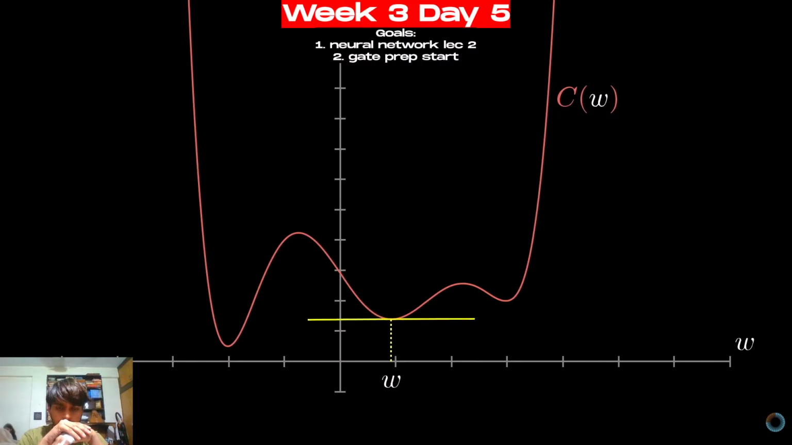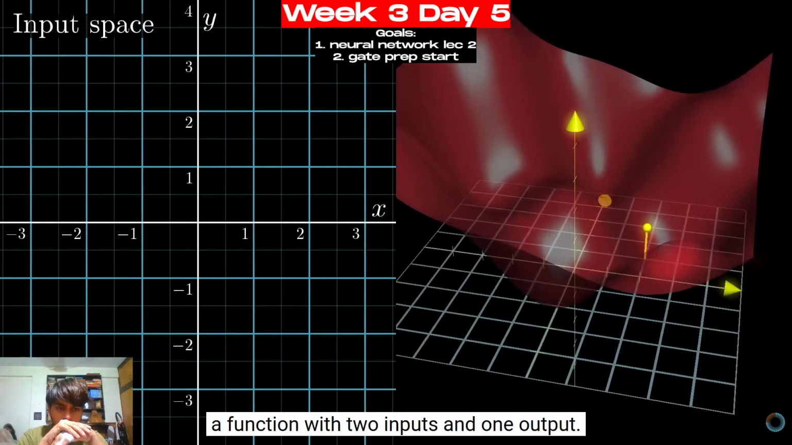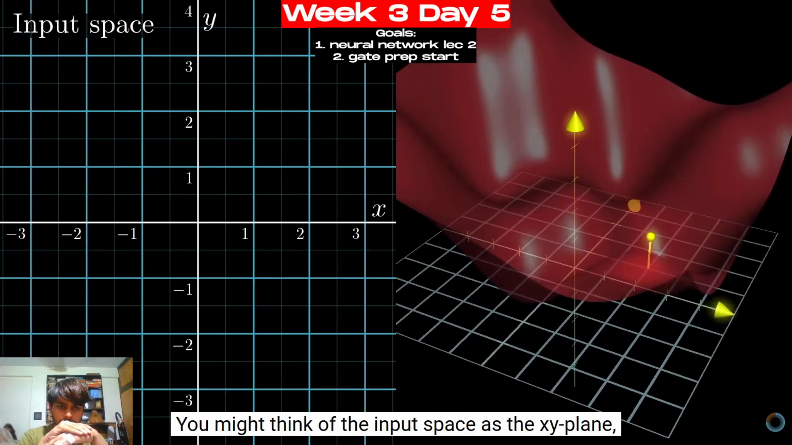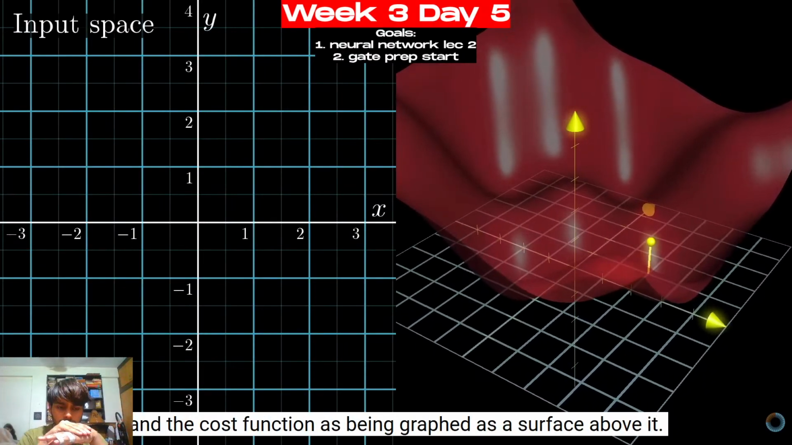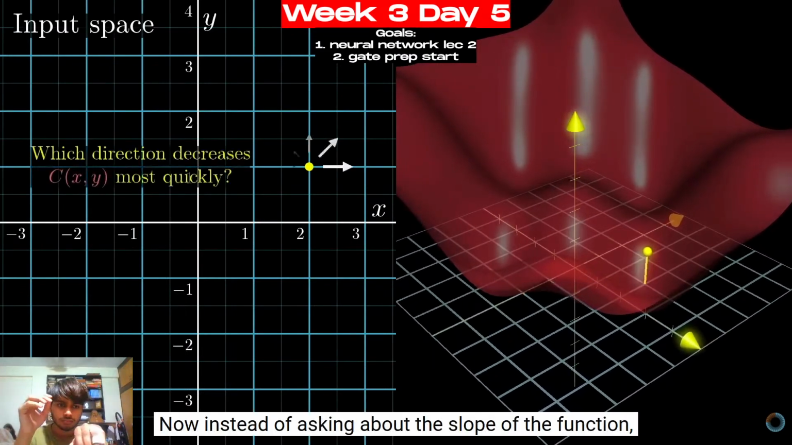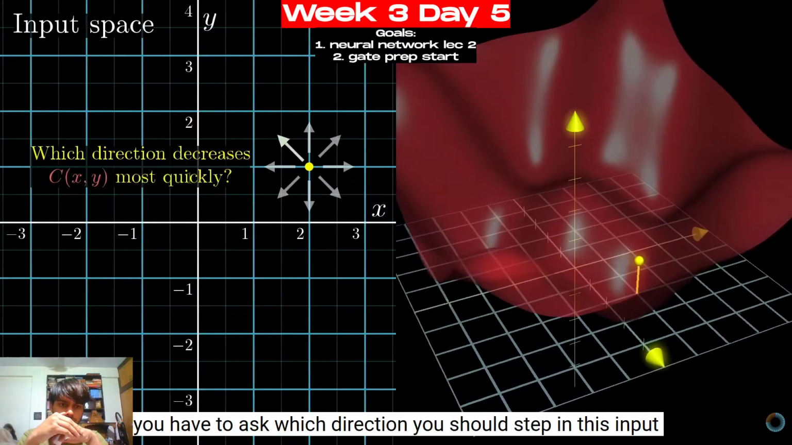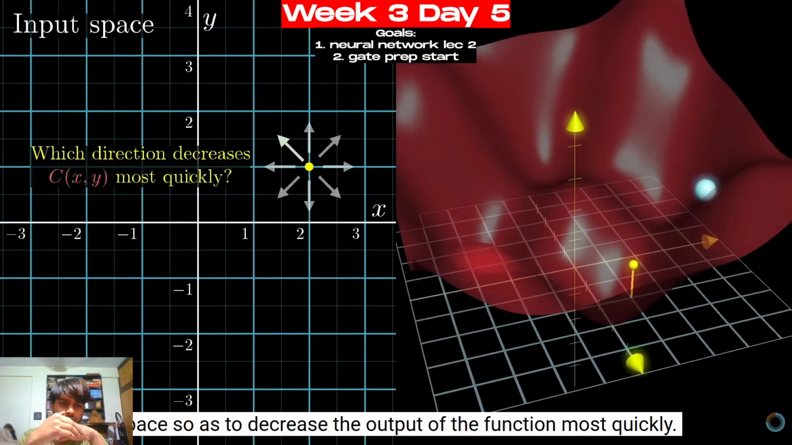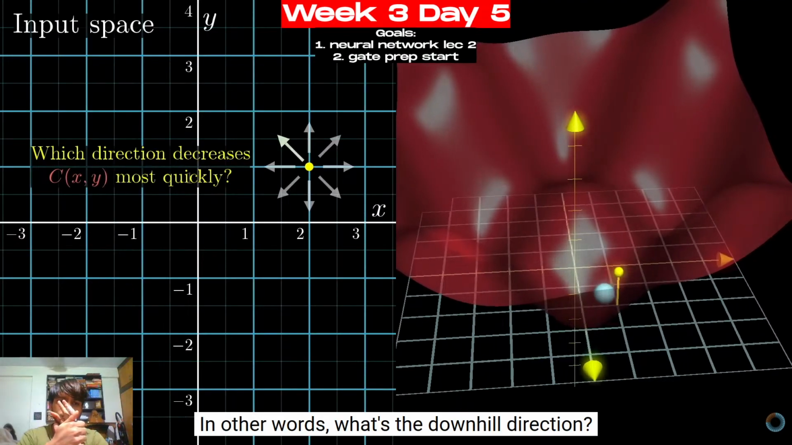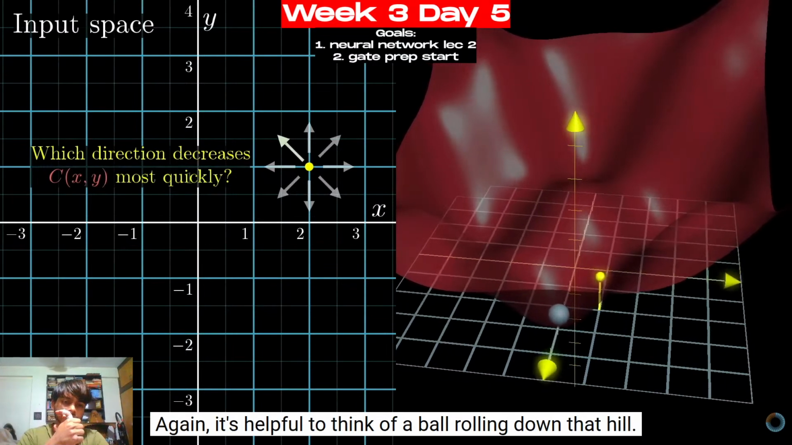Bumping up the complexity a bit, imagine instead a function with 2 inputs and 1 output. You might think of the input space as the xy plane, and the cost function as being graphed as a surface above it. Now instead of asking about the slope of the function, you have to ask which direction should you step in this input space so as to decrease the output of the function most quickly. In other words, what's the downhill direction? And again, it's helpful to think of a ball rolling down that hill.